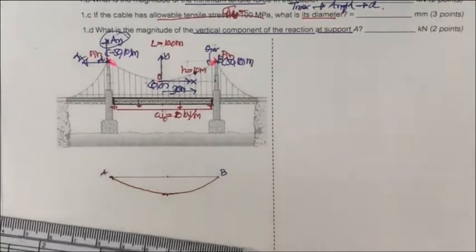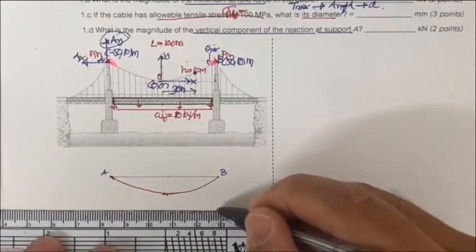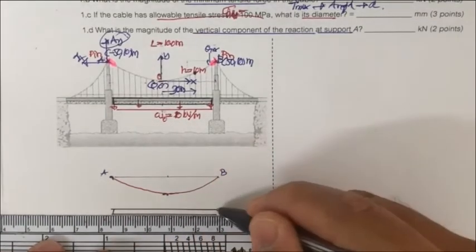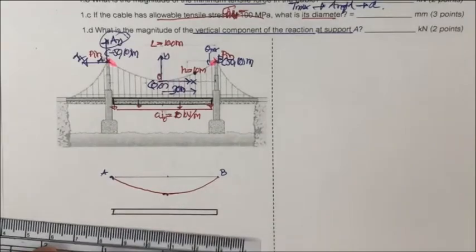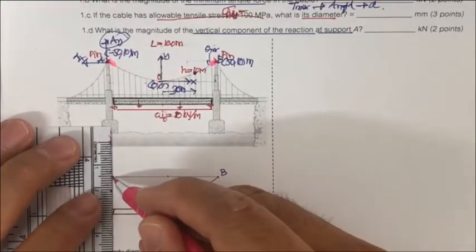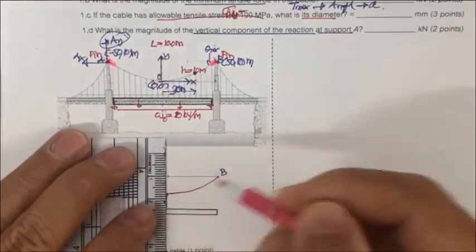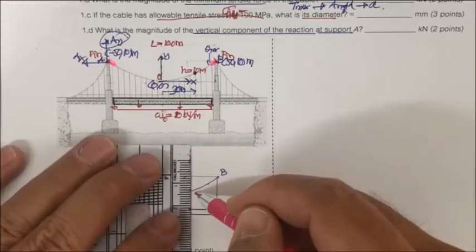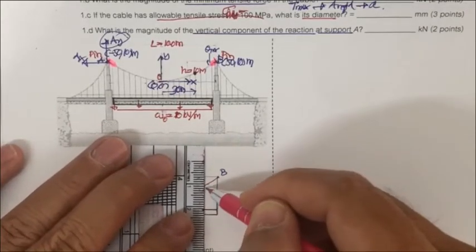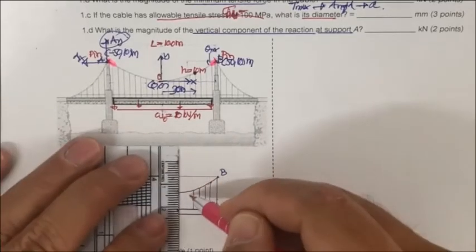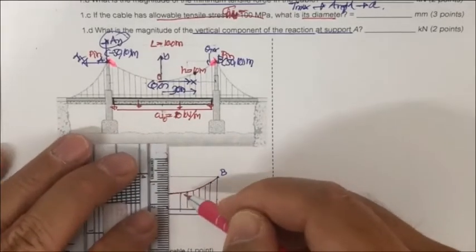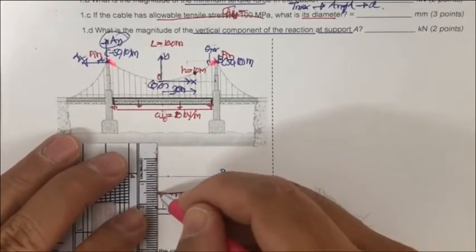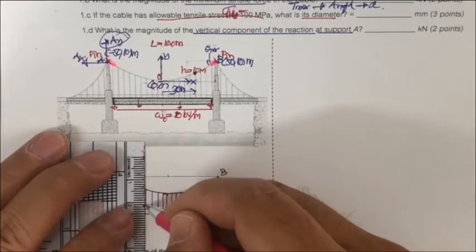And the cable also supports the hanger, and then you have to put the hanger here, and the hanger connects the cable and the girder, with a lot of hangers to make the distribution of the force to the cable a uniformly distributed load.